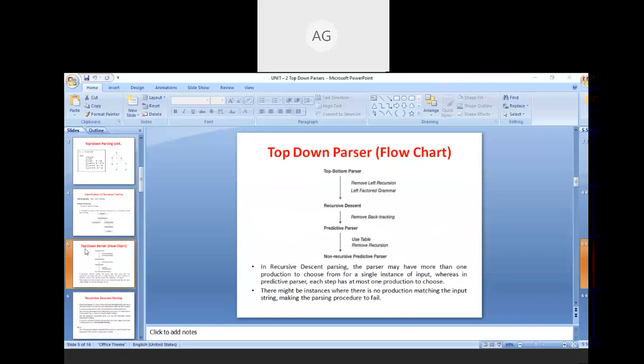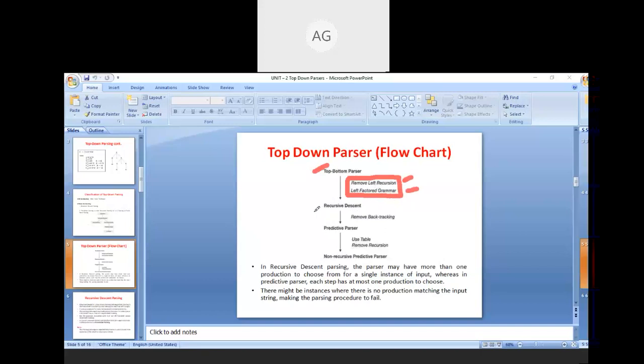So this is the flow chart of top-down parser. As you can see from the flow chart, first a top-down parser is there. Then we need to first remove the left recursion and left factor the grammar, to make it suitable for top-down parsing. As we already discussed with examples, the removal of left recursion and left factoring.